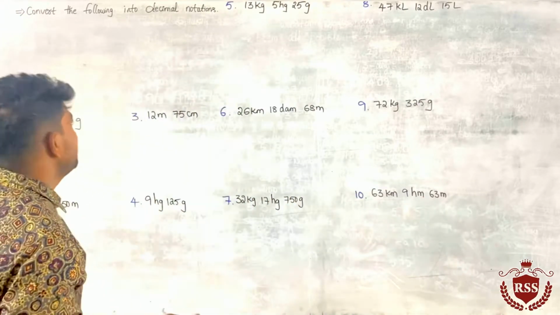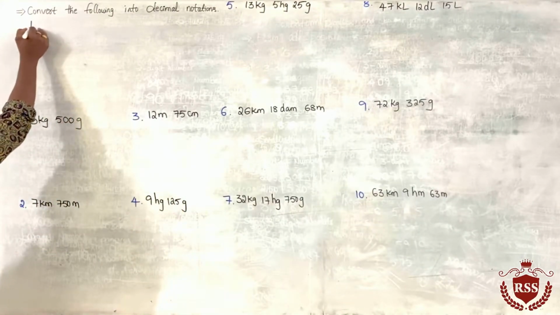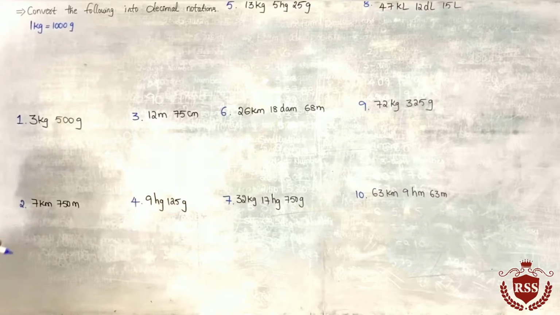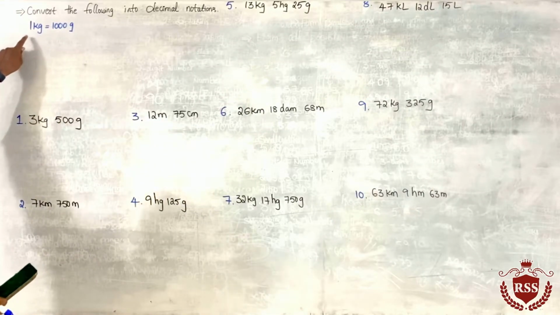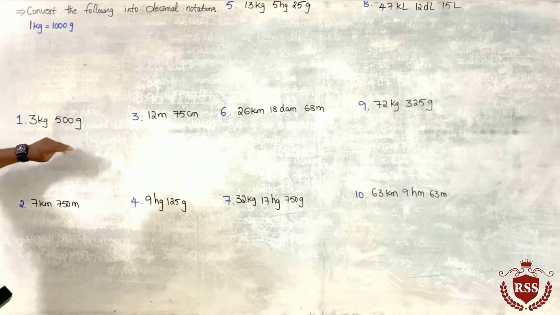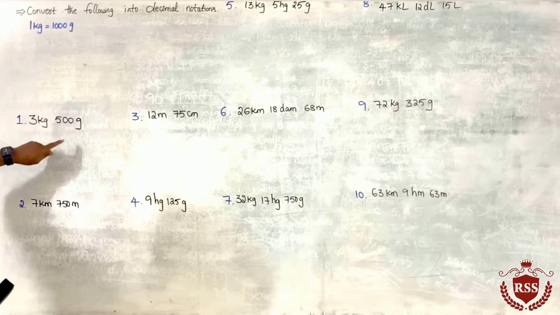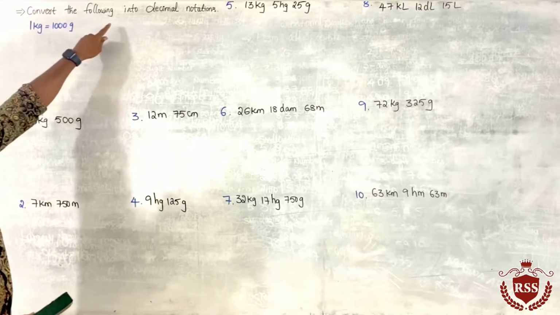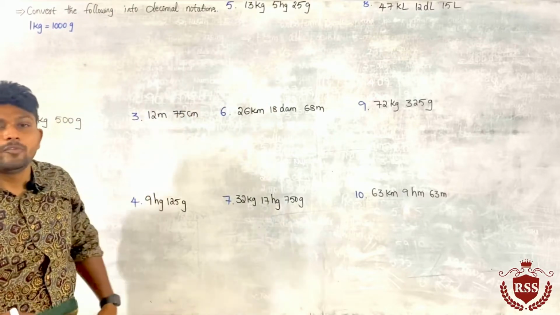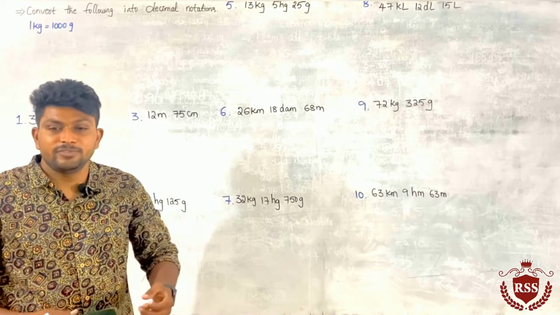We have learned in previous classes that 1 kg equals 1000 grams. We have written kilograms into grams, but here we need to write grams into kilograms. Here we need to convert the following into decimal notation. Decimal notation means we have to write 3.5, 7.25, 9.325, like this.